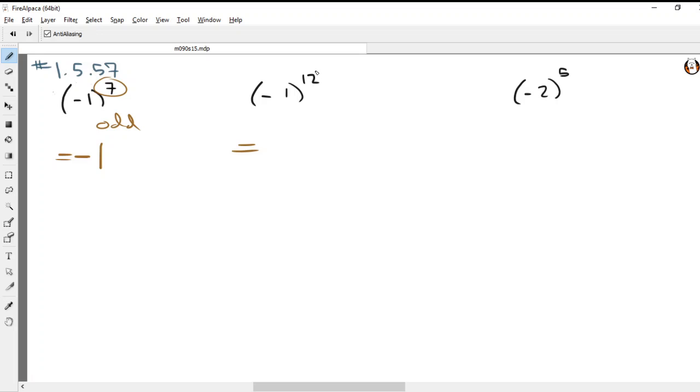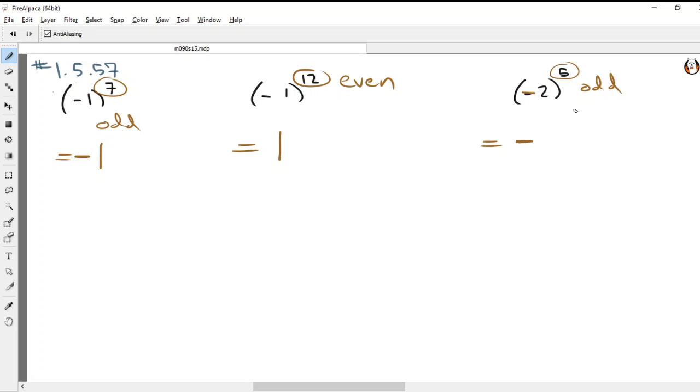Meanwhile, this next one, 12, is even. And if I have an even power, it's going to be positive. This is a positive 1. Lastly, over here, 5 is odd. So this product will be negative.